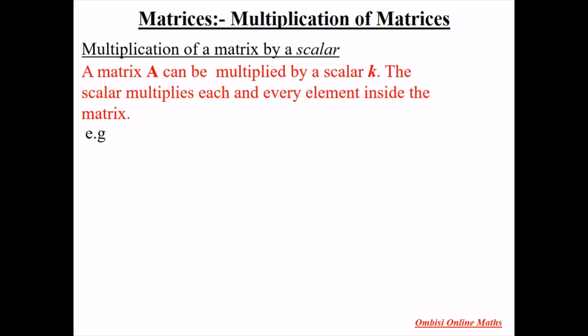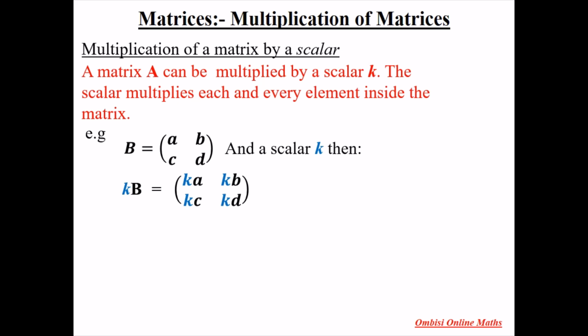For example, if you have a matrix B as A, B, C, D, and it is being multiplied by a scalar K, then it means that KB, that is the scalar K and the matrix B, should give us K multiplied by A, K multiplied by B, K multiplied by C, K multiplied by D. So the scalar K is going to multiply with each and every element inside the matrix.